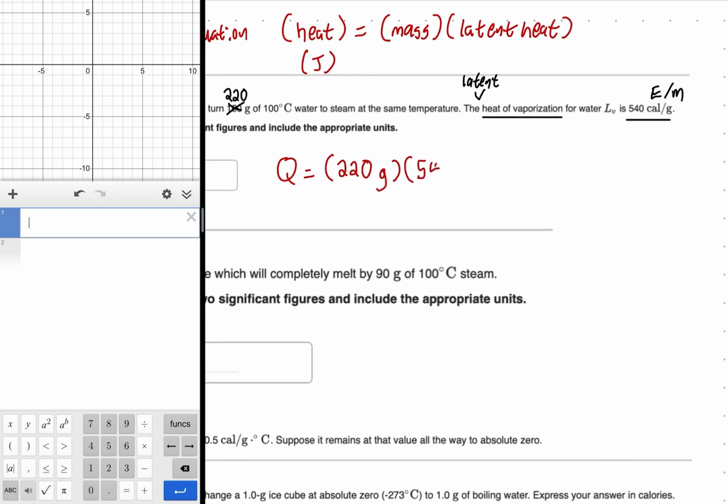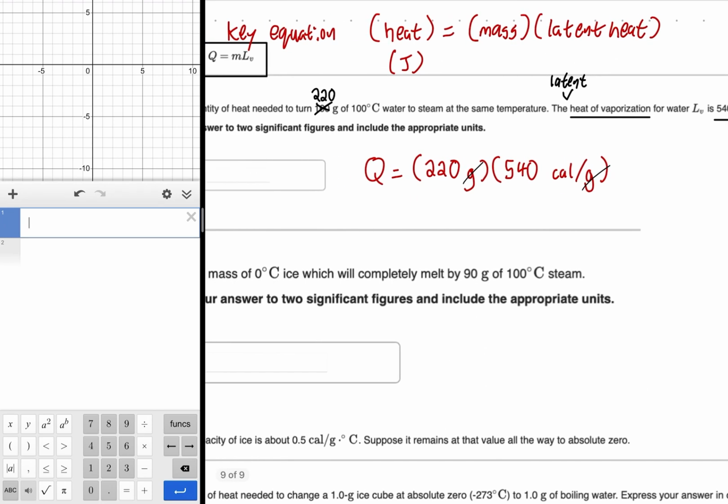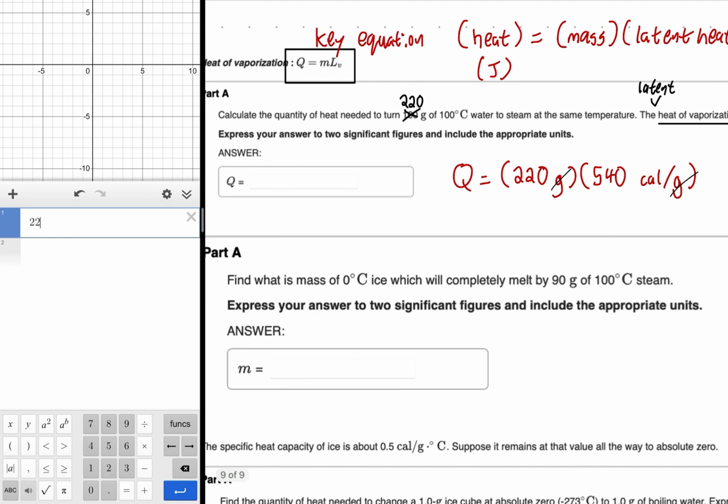Okay, so 540 calories per gram. You can see that our grams are going to cancel out, so our final answer is just going to be calories, and it's just going to be the product of 220 times 540. Okay, so two significant figures, it's going to be 120,000. Okay, so we write it right here. We'd have 1.20 times 10 to the fifth, which is the same as 120,000, and I almost wrote joules, calories.